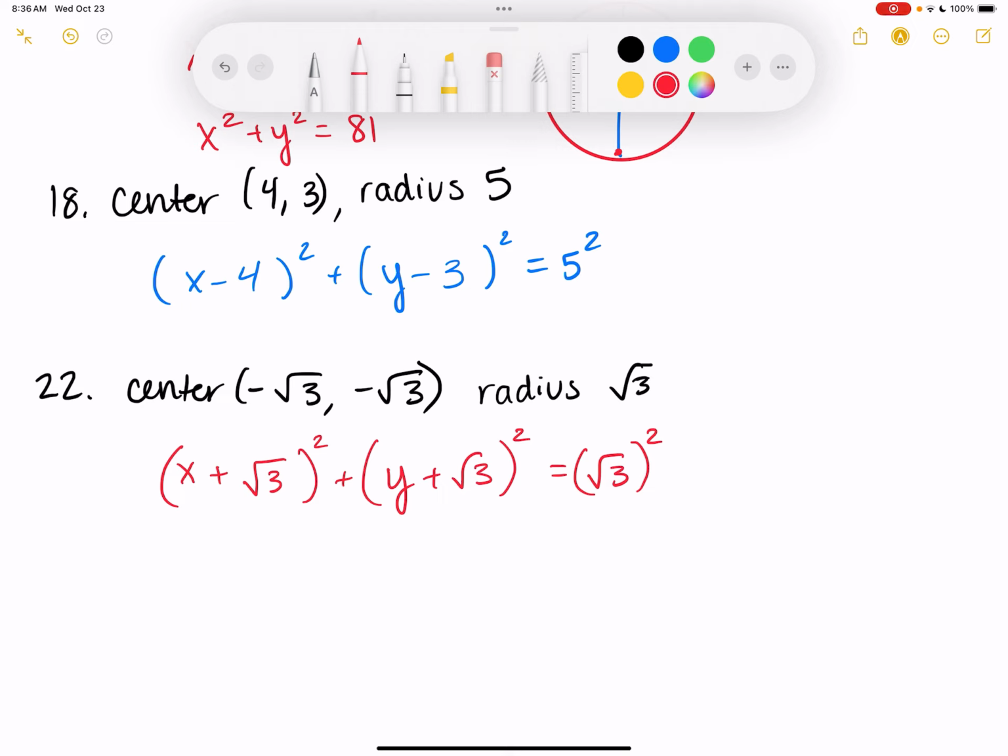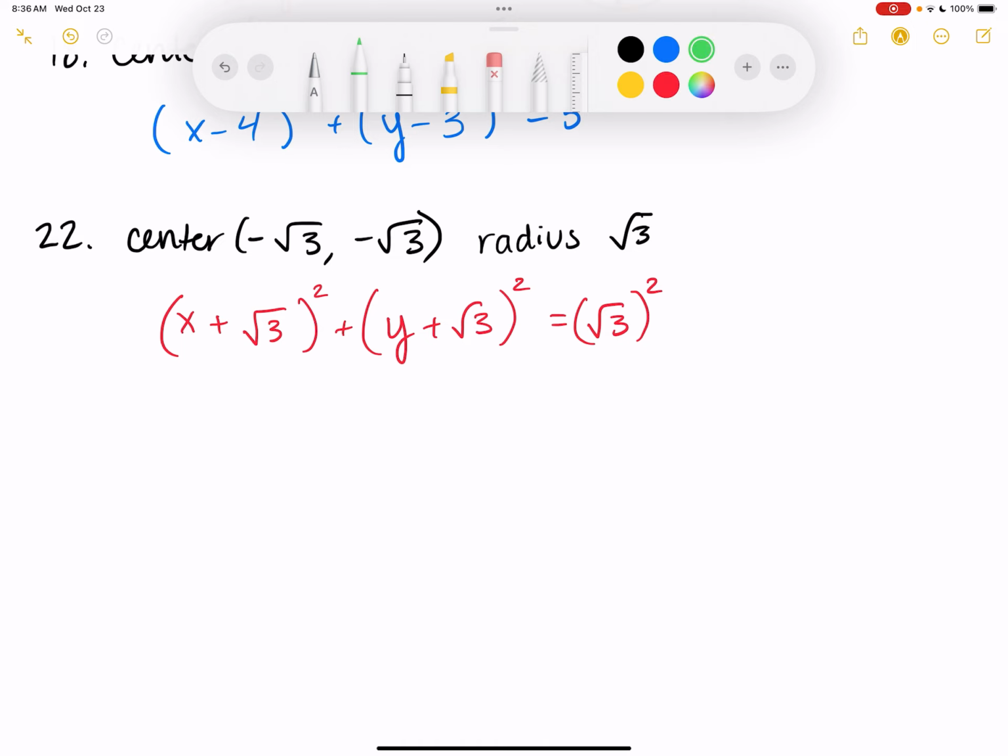All right, the next stuff is going to use the general form equation of the circle. So that is the one that's x squared plus y squared plus dx plus ey plus f equals 0.